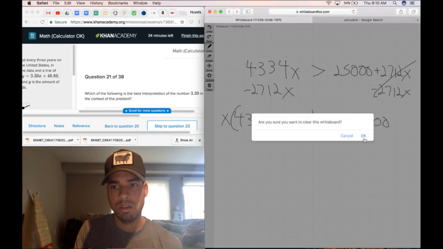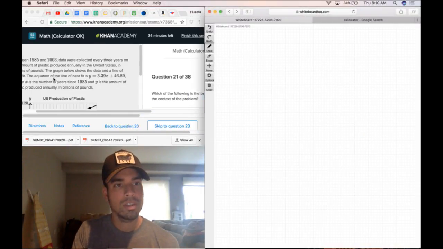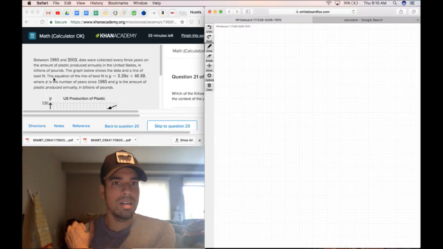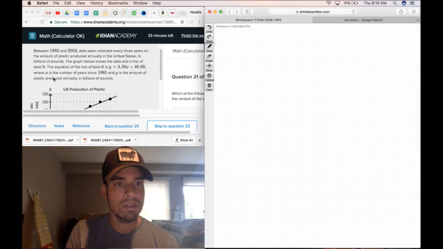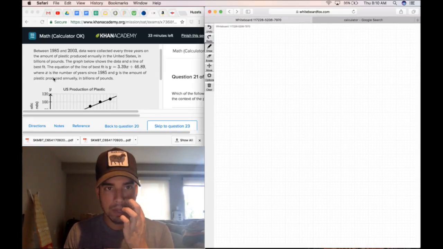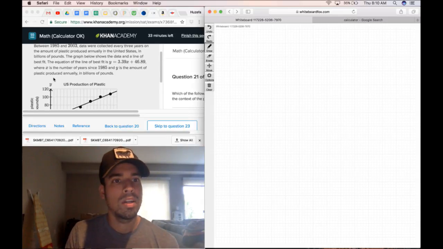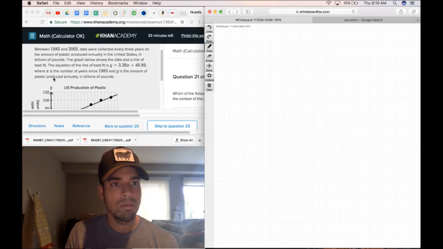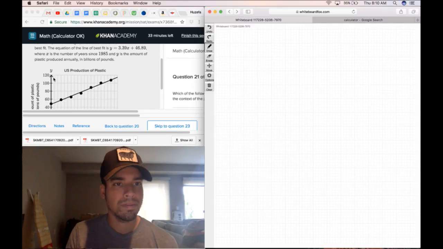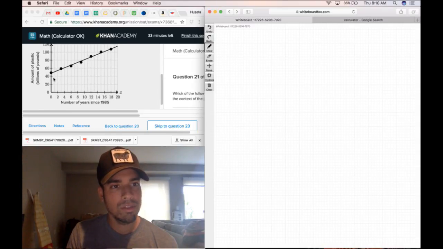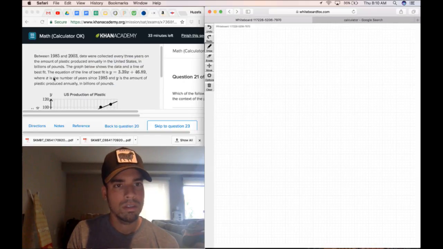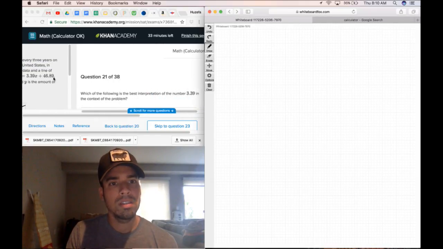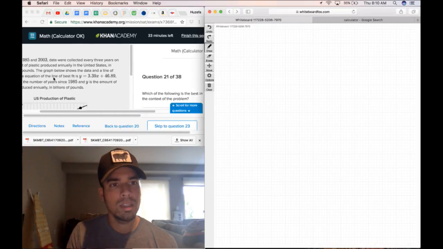21. See, now we're getting into the harder questions. Between 1985 and 2003, data were collected every 3 years on the amounts of plastic produced annually in the United States in billions of pounds. The graph below shows the data and a line of best fit. The equation of the line of best fit is that, where x is the number of years since 1985, so 0 is 1985. Y is the amount of plastic produced annually. Which of the following is the best interpretation of the number 3.39 in the context of the problem?